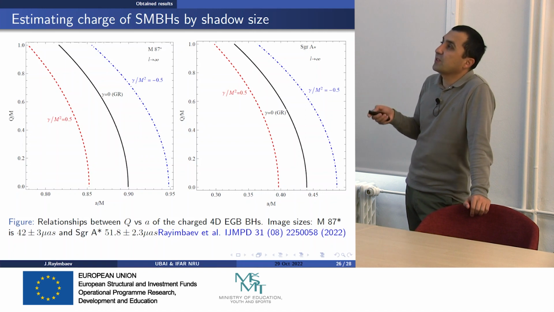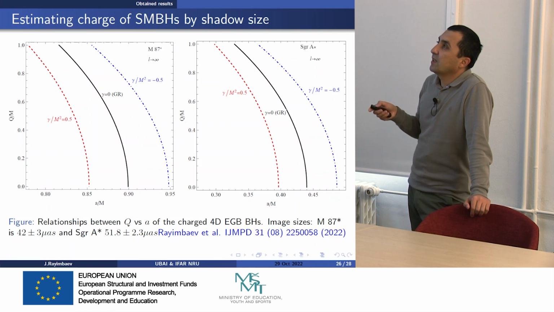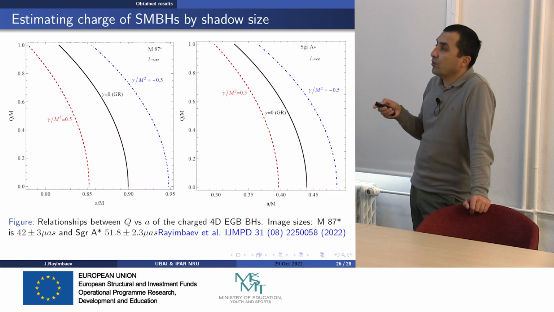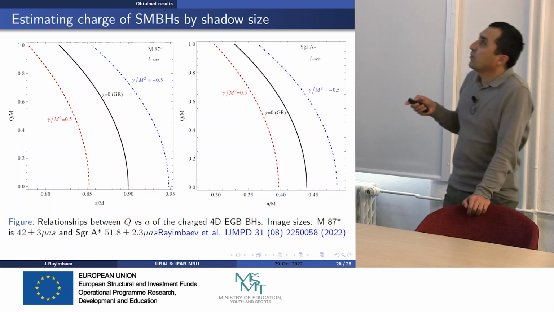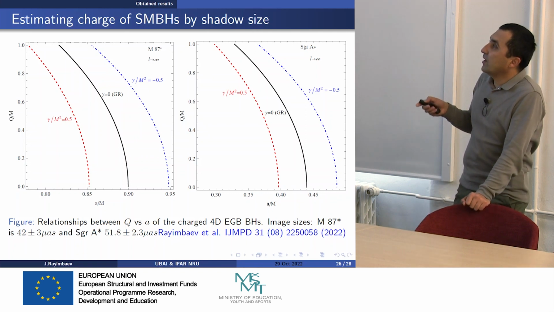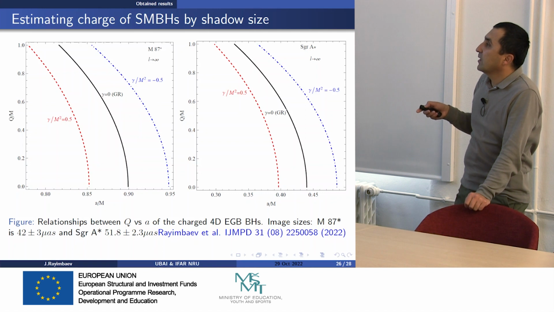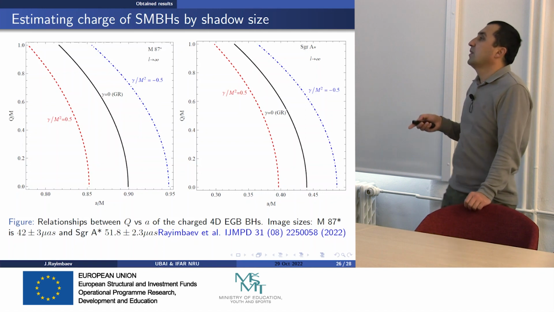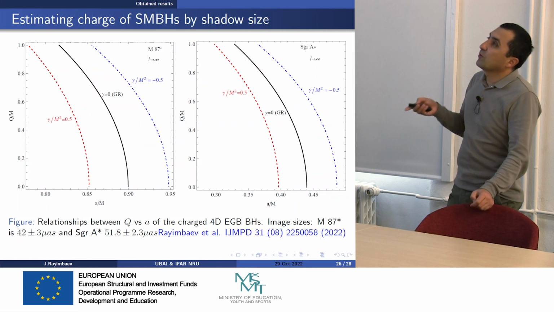Also, it confirms the results, and the positive and negative values of the Gauss-Bonnet coupling parameter shift the relation curve, and these are the results for Sagittarius A*. It is also shown that at the Q equal to 0 limit, the black hole spin is about 0.44, which is also confirmed by other studies.